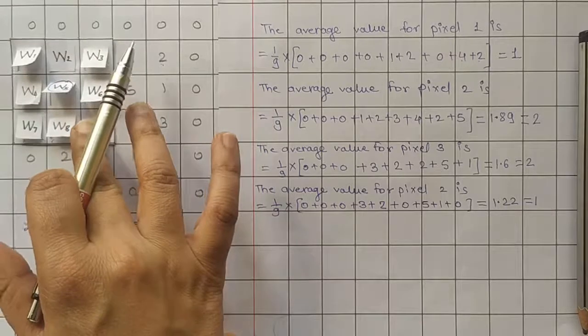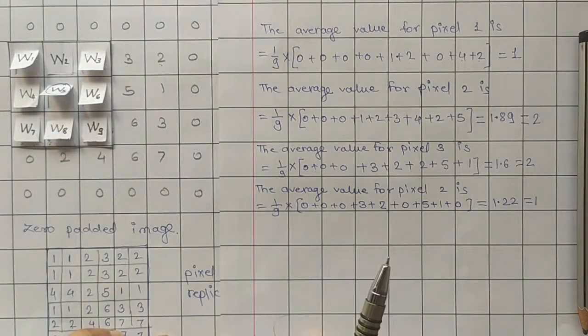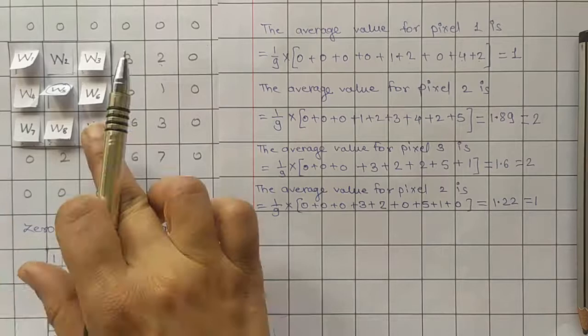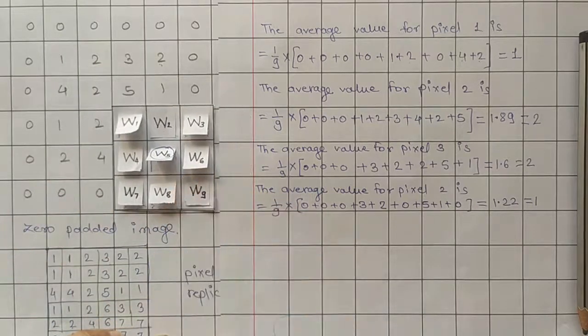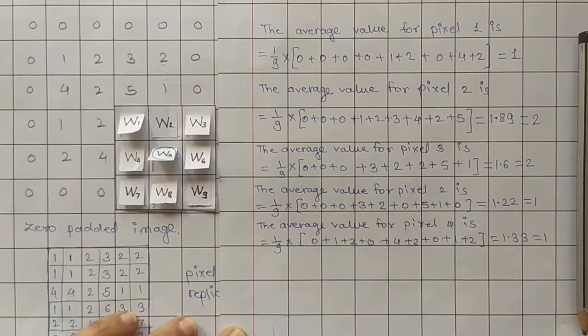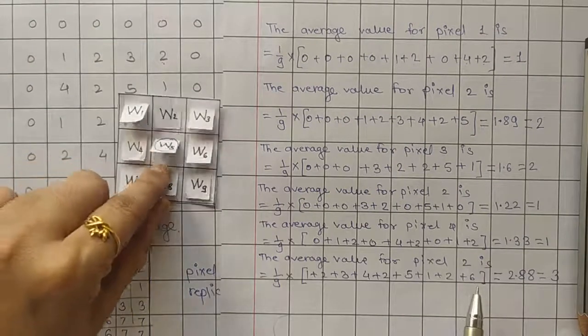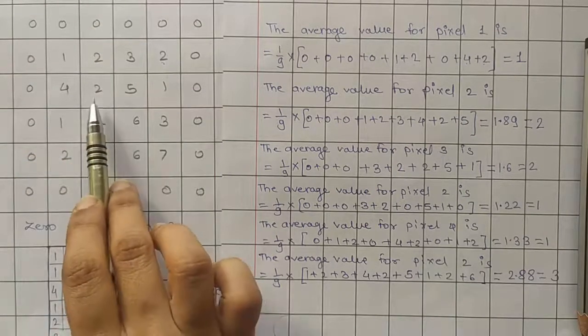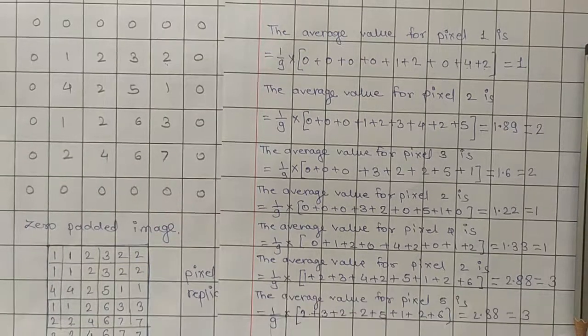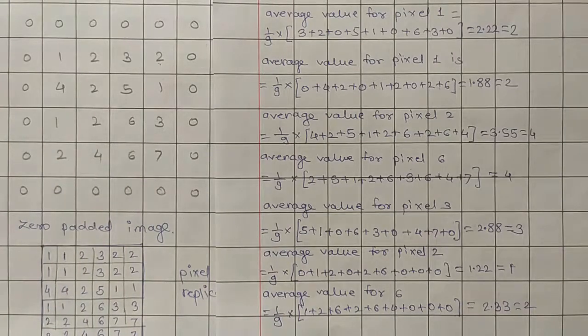After this we shift the mask downward by 1 position and follow the same procedure till the end of the image. I'll show you the calculation now. This is the average value for pixel 4. This one is the average value for pixel 2, this pixel. This 3 is the average value for pixel 5. So these are the average values for the remaining pixels of the given image.